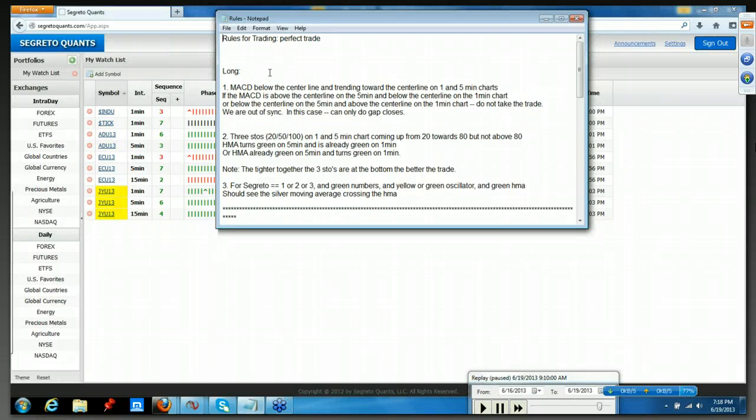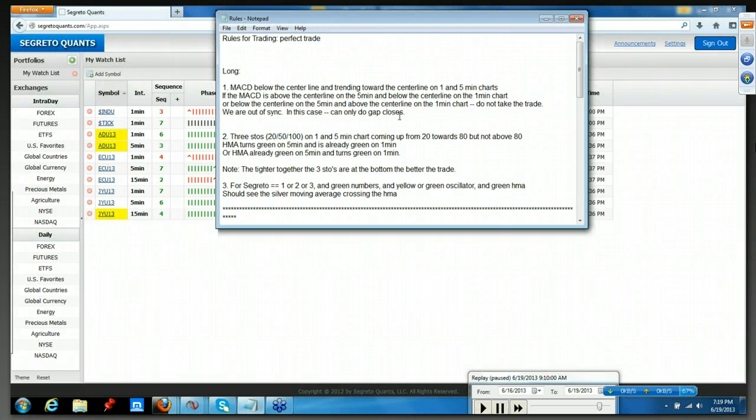Okay, and what you're looking for on each of the charts is for the MACD to be below the center line and trending towards the center line. I'm really glad that Barb put this in, because it's great to know when to go in, and it's really good to know when not to go in. So if the MACD is above the center line on the 5, but it's below the center line on the 1 minute chart, or vice versa, don't take the trade. We're out of sync.